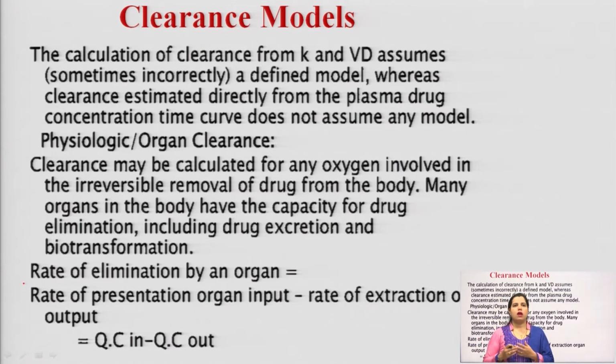Clearance estimated directly from the plasma drug concentration time curve does not assume any model. From the plasma concentration time curve, we are observing different pharmacokinetic parameters and analyzing those to conclude the clearance results. So, we are doing the same thing with the rate of elimination by an organ, the rate of presentation, organ input coming in and going out.